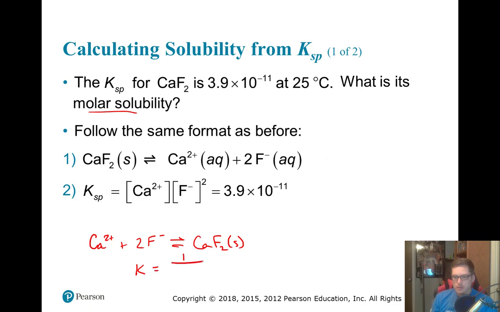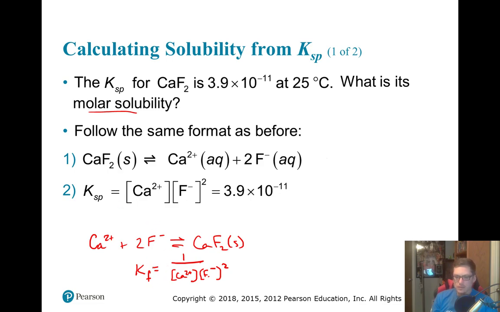It would be K equals 1 over the concentration of Ca2+ times F- squared, right? And because it's the inverse of the KSP, we call that the KF for the formation, okay, because it's two ions combining to form our solid. All right, so that's called the KF.